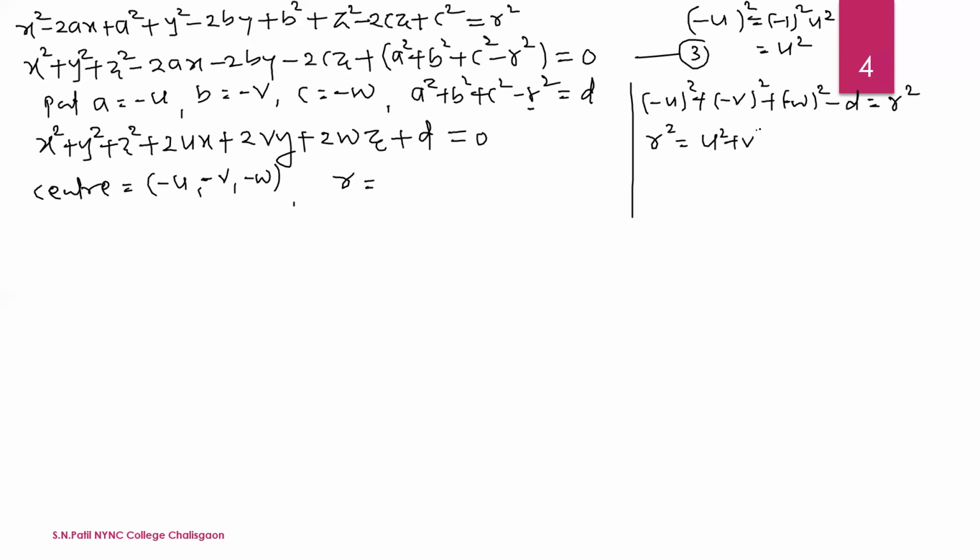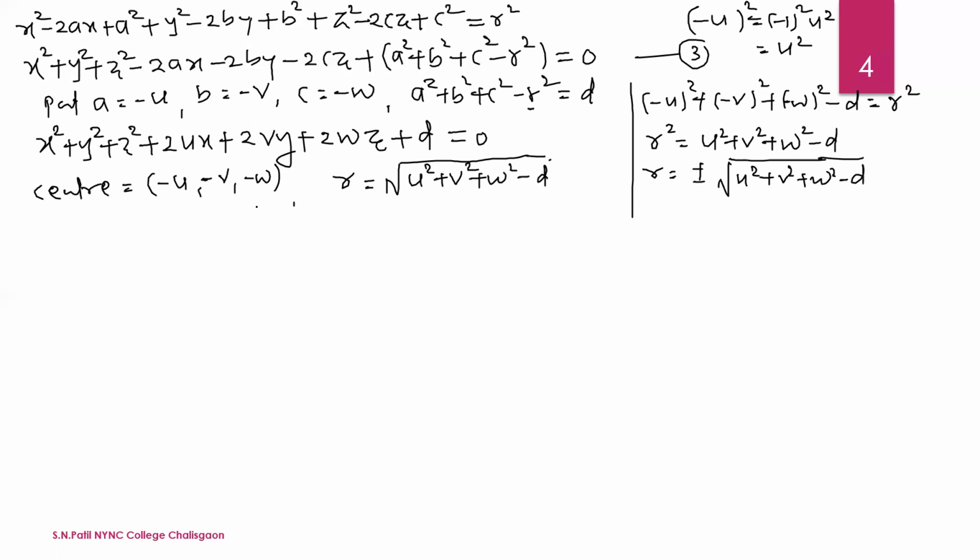So r is equal to plus or minus square root of u square plus v square plus w square minus d. Okay, now there are two values, and this is the distance, r is the radius. So we consider the positive term, that is r is equal to under root u square plus v square plus w square minus d. So in general form, this is the center and this is the radius.